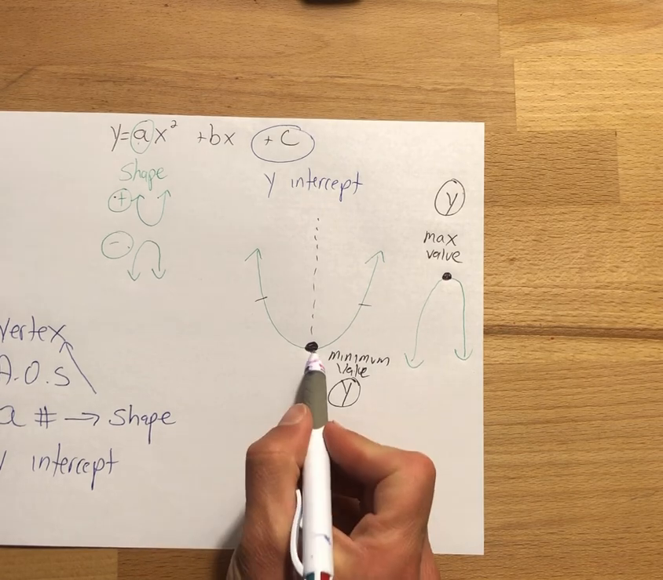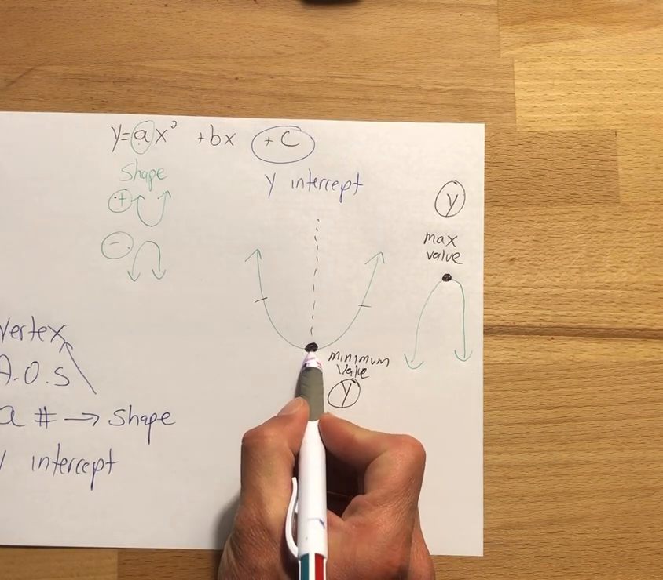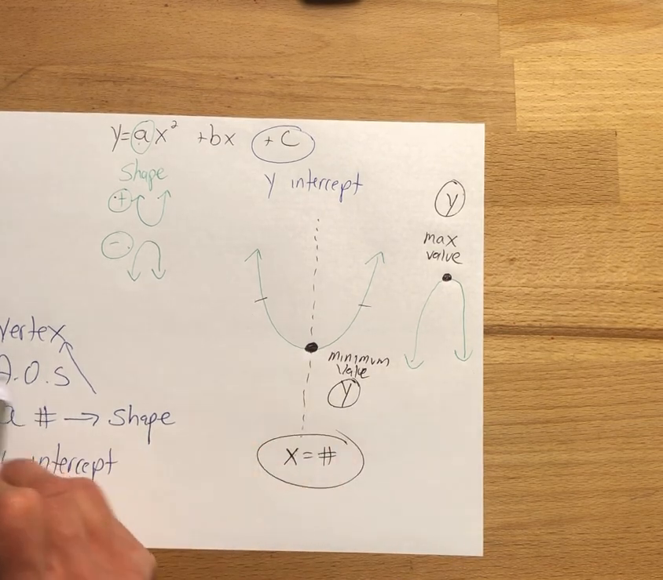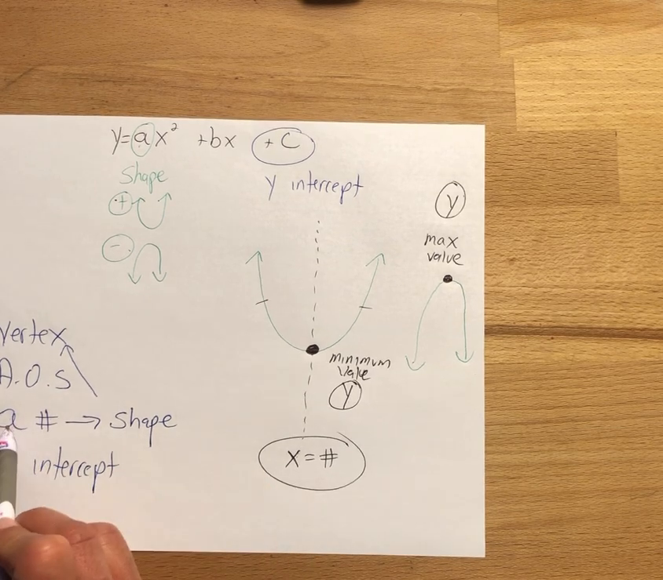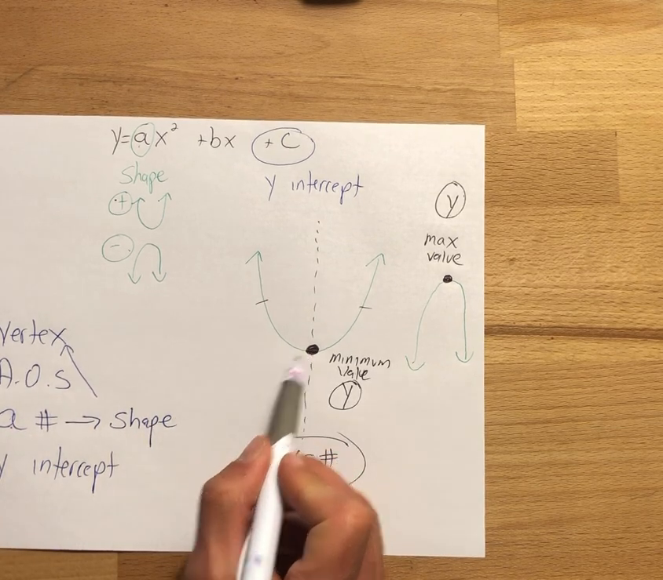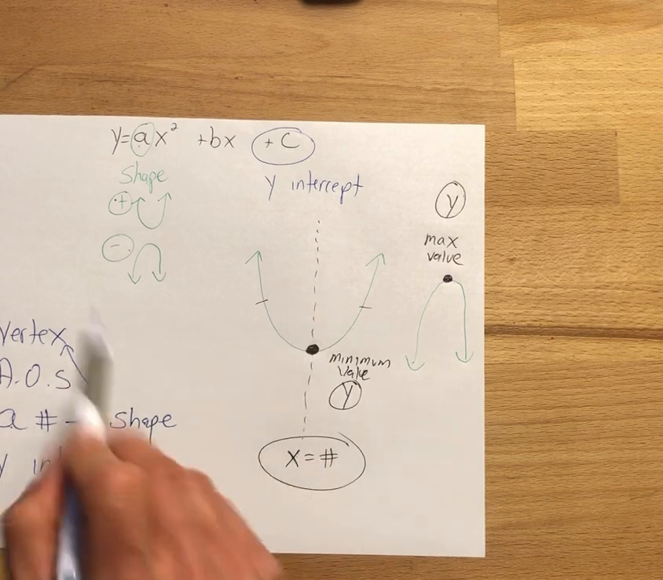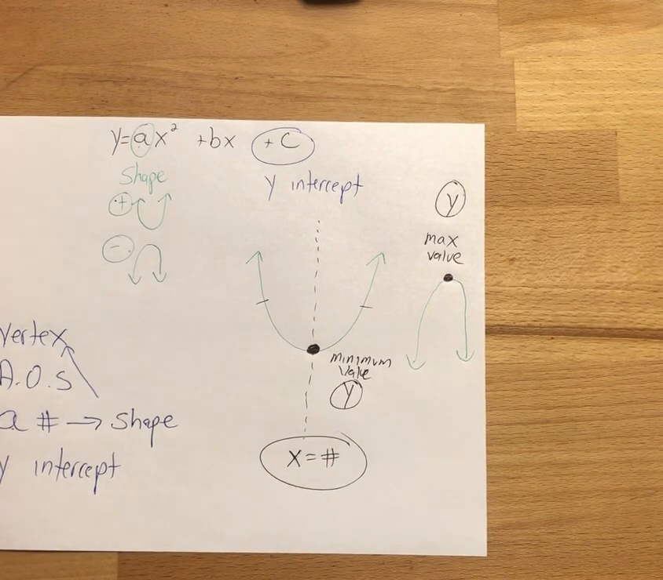Number one, your vertex, which is this middle point. Once you know your vertex, you can figure out your axis of symmetry, and then you would graph your shape, and then plot your y-intercept and plot all the points.